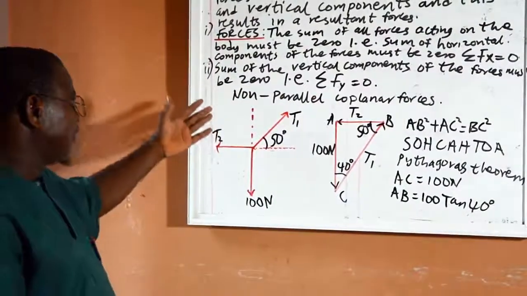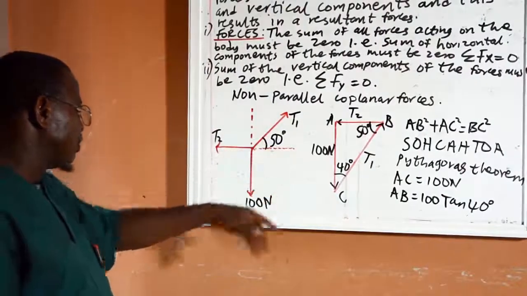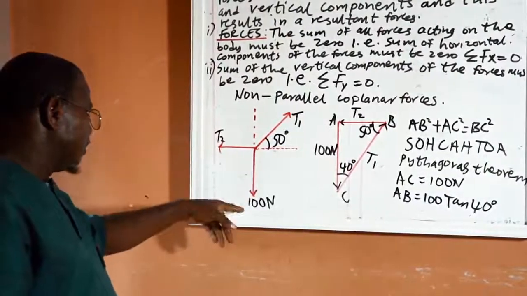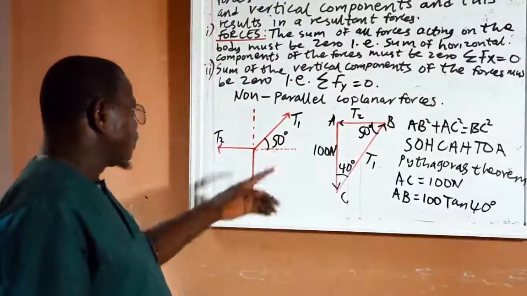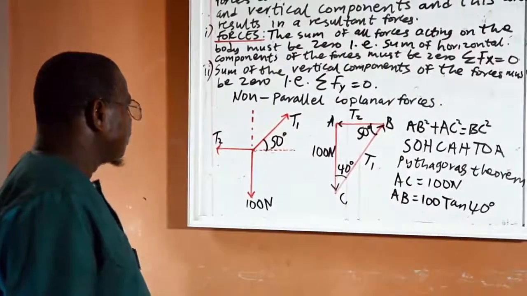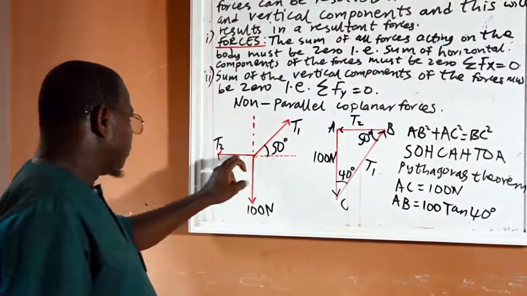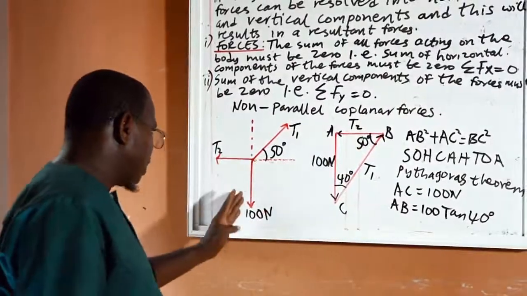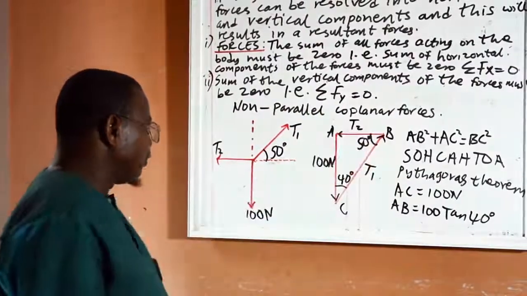These are examples of non-parallel coplanar forces. This T1 is at angle 50 to the horizontal. This is T2. This is T3, 100 Newton. So, in order to get T1 and T2, we have to resolve it. We bring this T2 to this part AB, and we bring this 100 Newton to this AC. Bring T1 to be at the hypotenuse.